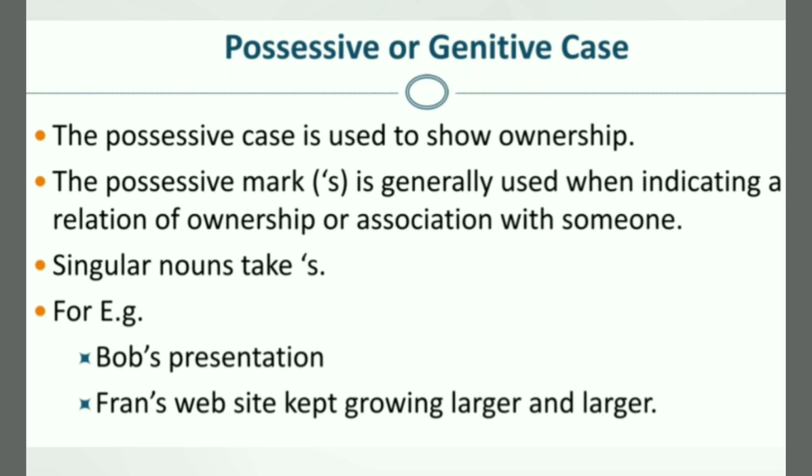Here, Bob and Fran are singular nouns. Hence, we add apostrophe S to show that the things belong to them.